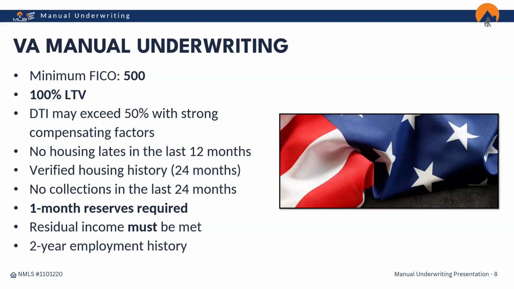So like I mentioned, VA typically requires at least 1 month of reserves, no collections in the last 24 months. They have to show a 2 year employment history. And like I mentioned, the biggest piece here is VA has an extremely strong emphasis on the financial stability of that veteran in the case of this type of borrower.